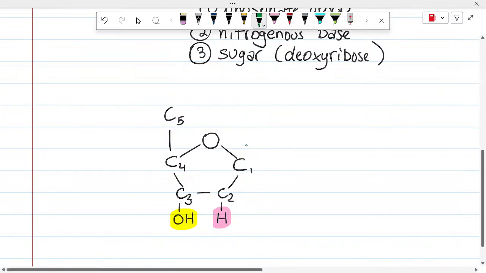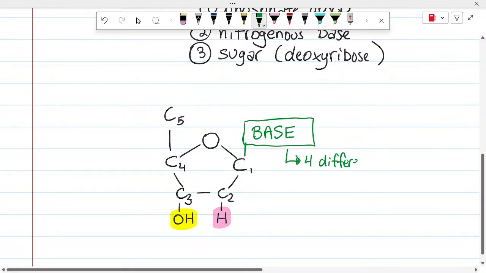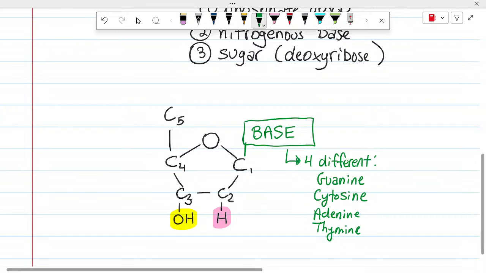And then we know that this is connected to a nitrogenous base, which is always connected to carbon number 1. And there are 4 different nitrogenous bases. What are they? Guanine, thymine, and adenine. Good. So guanine, cytosine. I don't think I've ever written these in this order before. Adenine and thymine. Yeah. I usually put adenine and guanine together, and then cytosine and thymine together, and we'll talk about why in a minute. That's okay. And then what's the third component?